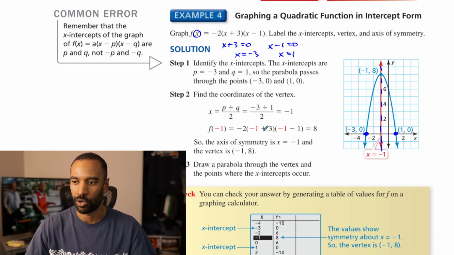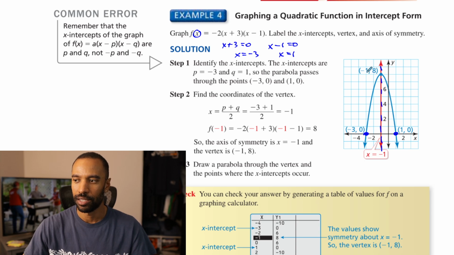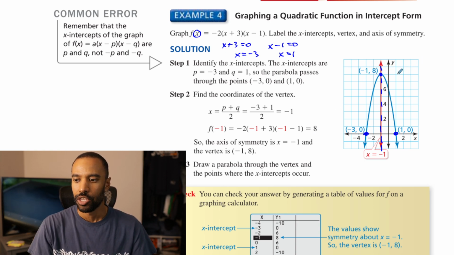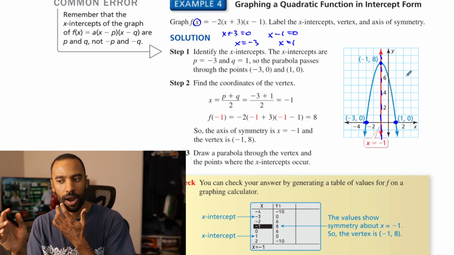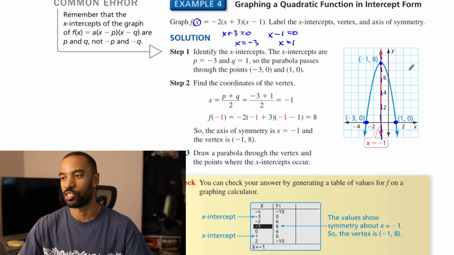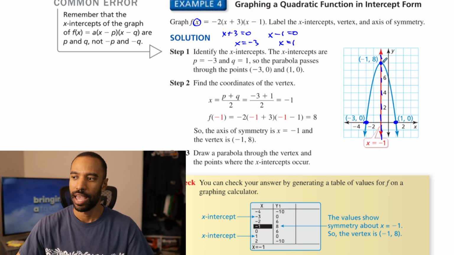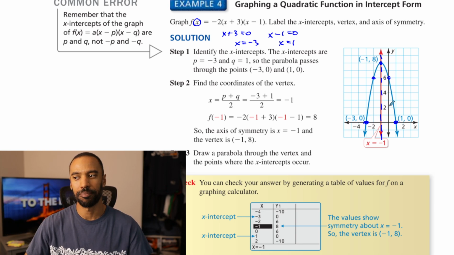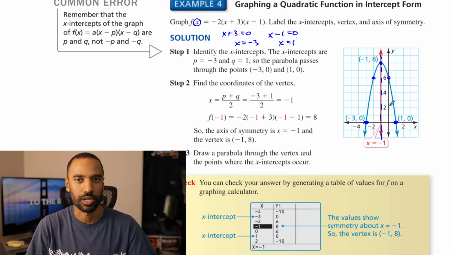Negative 1 goes into here. It calculates to become 8. So negative 1 comma 8 is your vertex. That's another point you can plot. They said draw a parabola through that stuff. Obviously, I'm going to be doing more in the form of stretch factor. Because it's negative 2, it makes sense that it's upside down. And it's stretched, we go 1, 2, and reflect it. 2, 8 is confirmed to be those points right there. And you reflect, and we're all good to go.